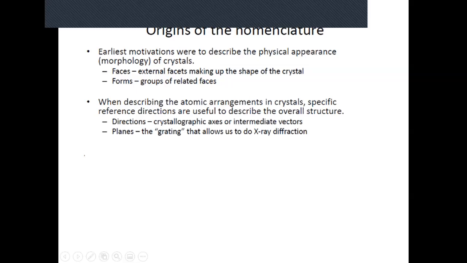So when we're describing the atoms and crystals, we're making reference to the directions used to describe the overall structure. So we're talking about directions, which are referring to the crystallographic axes. Again, this is A, B, and C.